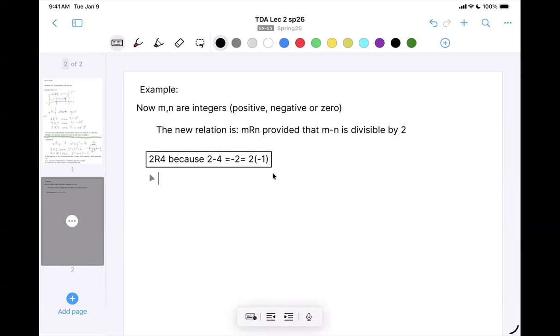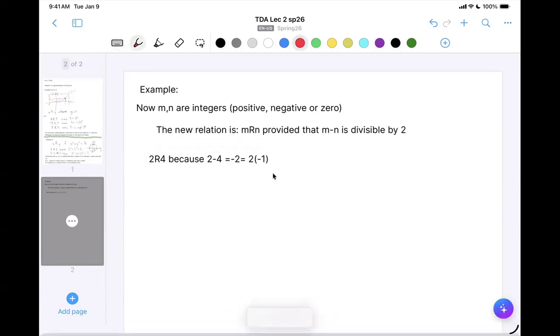But say 2 is not related to 3, in the sense of division, because 2 minus 3 would be -1, and you cannot divide that by 2. Well, you can, but you get -0.5, which is not an integer, right? So in that sense, you're not allowed to divide by 2. It's not a multiple of 2, that's what I mean.